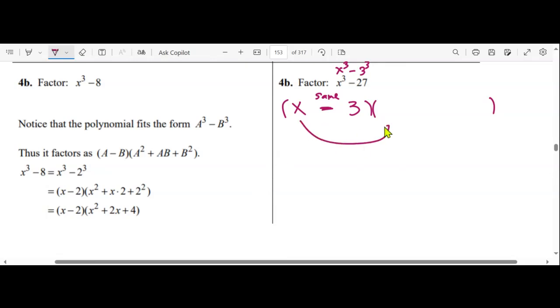Khalid, square the first one. What do you get? x squared. Okay, square the last one. What do you get? 9. Multiply the first and the second. What do you get? 3x. And what about the sign? It's going to be the opposite, right? So this one is negative because it is the same, and this one is going to be different.